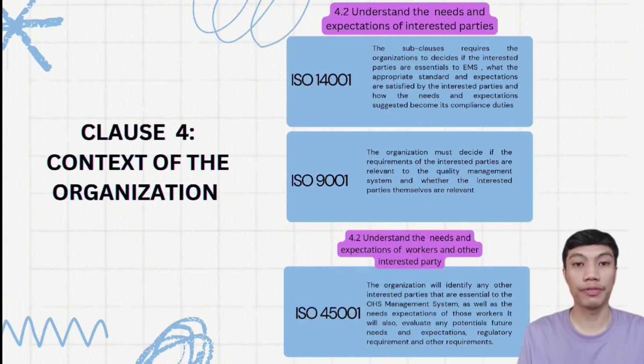For ISO 45001, similar to ISO 9001 and ISO 14001, which is 4.2, understanding the needs and expectations of workers and other interested parties. The organization will identify any other interested parties that are essential to the OSH management system, as well as the needs and expectations of those workers. It will also evaluate any potential future needs and expectations, regulatory requirements and other requirements.